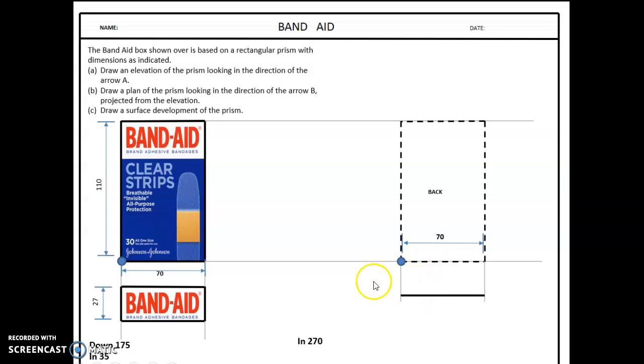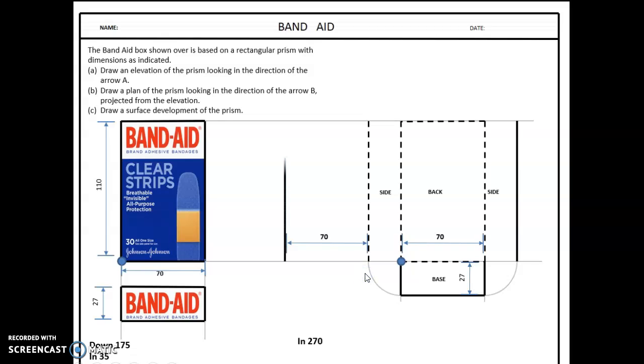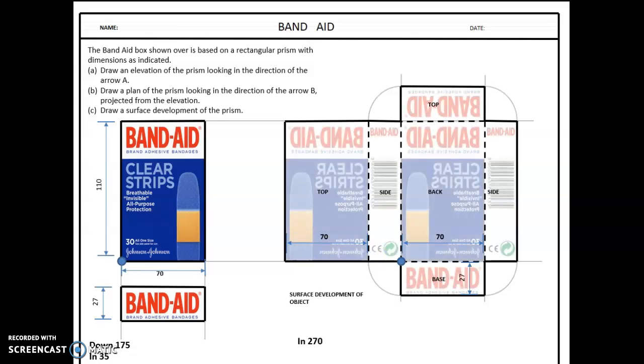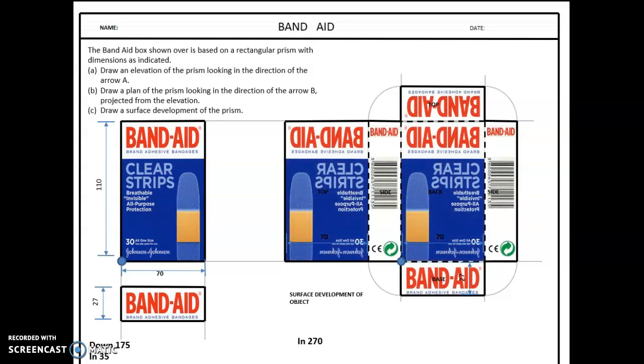We know that's 27 down, and we draw that. There's our base. There's 27 out there and there, our left side or right side. Then we know that's 70. There's the top, or the front that should be. I don't know why I said top, that's the front. Here's our top, and here's our surface development.